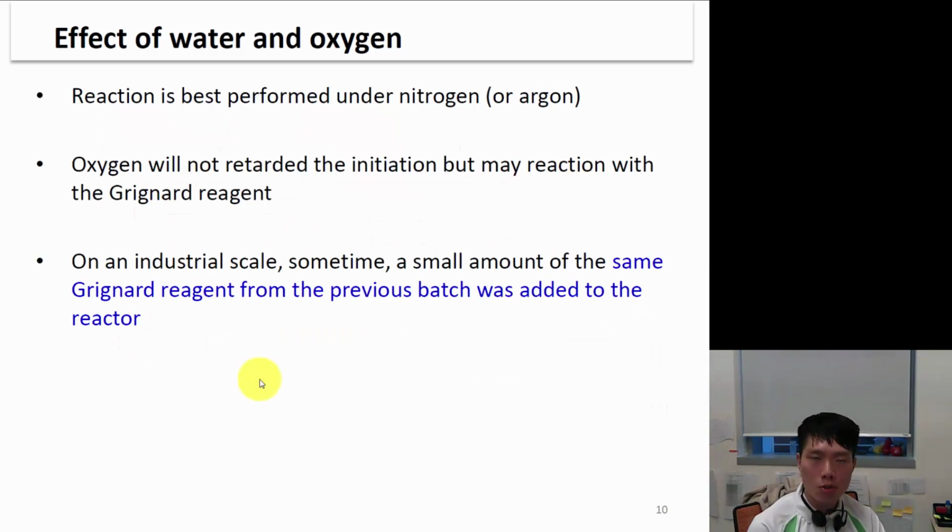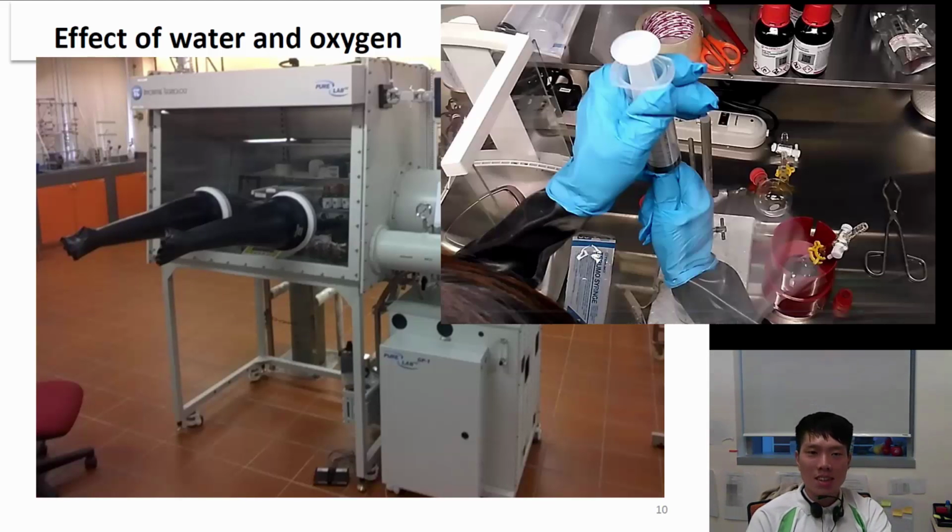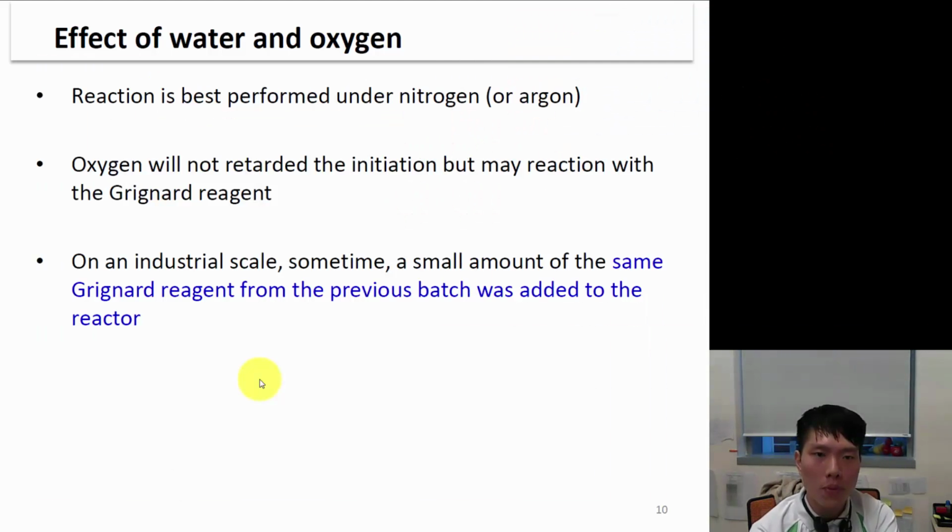So since we know that the Grignard reagent is so moisture sensitive, it is so reactive, super high energy, because now we're having a carbon taking negative charge. So it's always good to have a reaction performed in nitrogen or even argon in a glove box. Now, oxygen actually does not slow down the ionization, but it may react with the Grignard reagent produced.